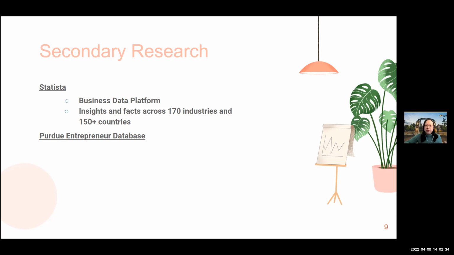Meanwhile, another group wants to sell their boba tea and Hawaiian poke to a local market in Lake County in Indiana. They also first use Statista to get some insights about the boba tea market in the US, and then more detailed statistics from the Purdue Entrepreneur Databases to identify the age, the education background, the household income, and per capita of the local population that they target.